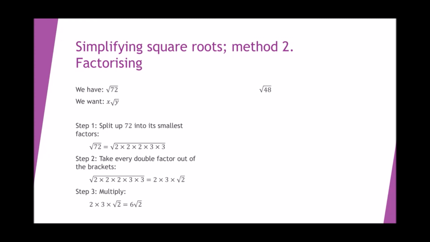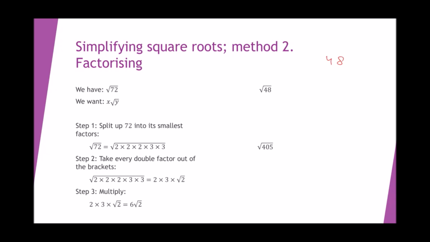Let's try square root 48 and square root 405. Now, one thing to note here is you don't necessarily have to split it up to the smallest factors. Once you find a double, you can already take it out. But if you go to the smallest factors, you can be sure that you have found all the doubles. All right, anyways, let's start with 48.